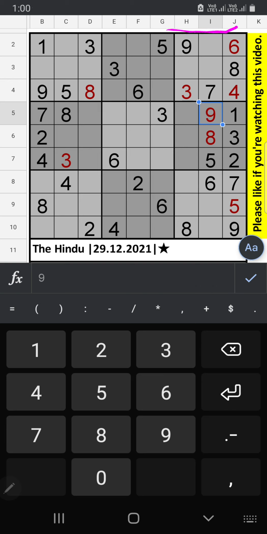In this grid, we have 3 and 4. So it can't come in the cells. Then 3 and 4 will be here. We have already 4. So it can't come in this cell. 4 will be here. 3 will be below.